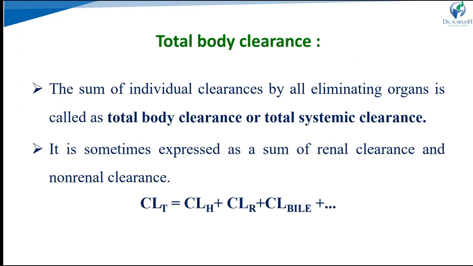The second terminology is total body clearance. This is the sum of the individual clearances of all the eliminating organs. That is what we call total body clearance or total systemic clearance. It is expressed as the sum of renal clearance plus non-renal clearance, other than renal clearance. So the equation is: total body clearance is equal to renal clearance plus hepatic clearance plus biliary clearance, etc.